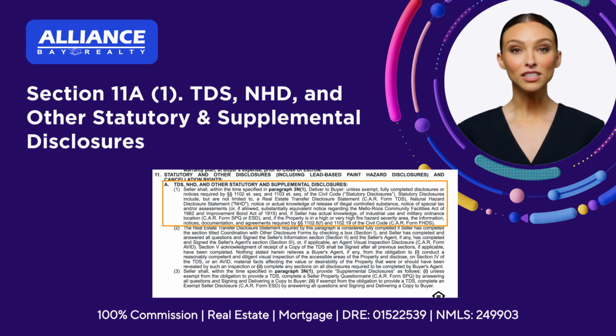1. What seller must deliver. By the time in Section 3N1, the seller must deliver to the buyer, unless exempt, the TDS package, typically TDS, NHD, notice of a legal controlled substance release, if any, Mello-Roos/1915 bond notice, industrial use/military ordnance, CAR form SBQ or ESD, and if in a high/very high fire hazard severity area, the info/forms required by law, FHDS contents referenced. Statutory disclosures means the full state-mandated set of disclosures for 1 to 4 units.